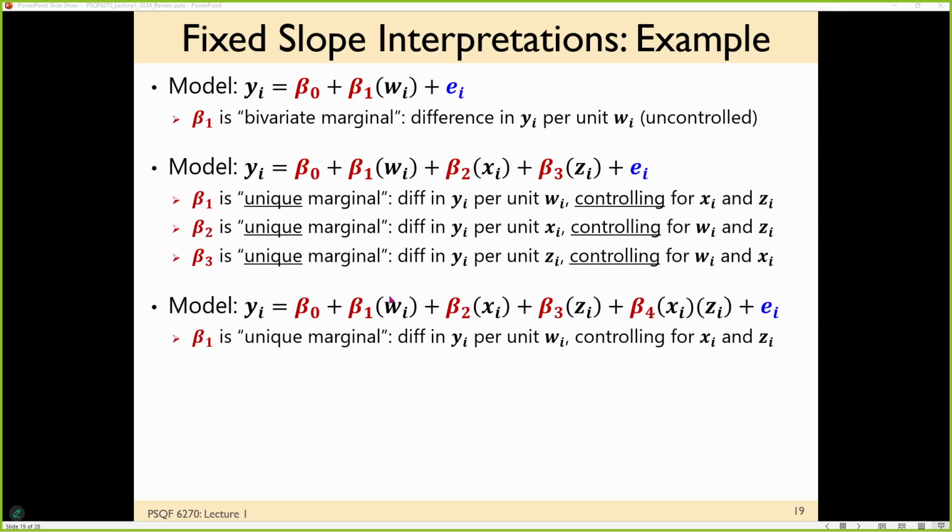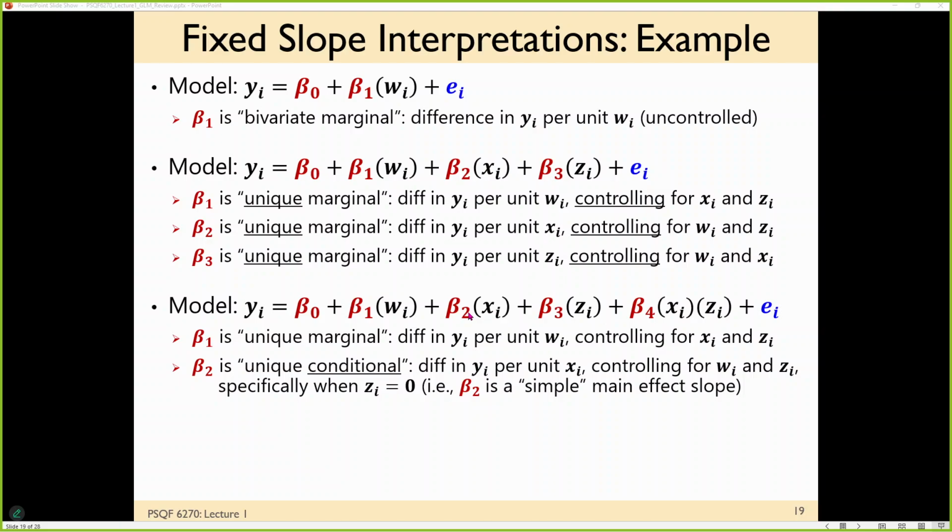So beta 1, in terms of W, because W is not part of my interaction term, I give the same answer. What's the effect of W? It's beta 1, the end. I don't have to know anything else. In contrast, beta 2, what's the effect of X? Well, X shows up in two different places. I got to factor that into my answer somehow. So I would call beta 2's slope the unique effect of X that's conditional.